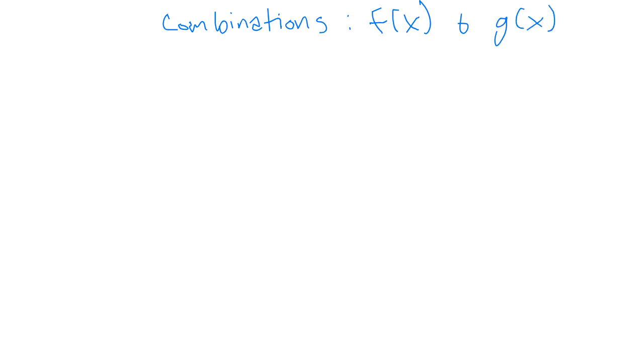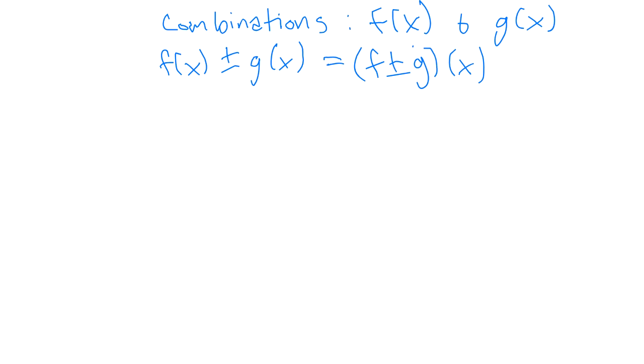All right, and lastly, we have our combinations. We can either add and subtract functions. This is assuming we have two functions, f of x and g of x. We can say we have f of x plus or minus g of x. We can also say that means f plus or minus g of x. That's just a different way of writing it. So we can add or subtract functions however we want.